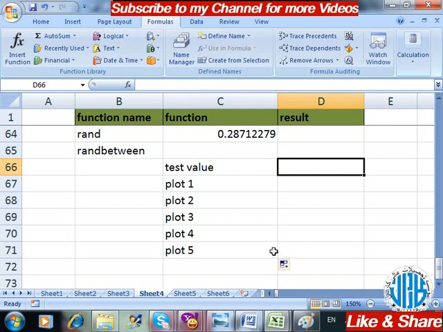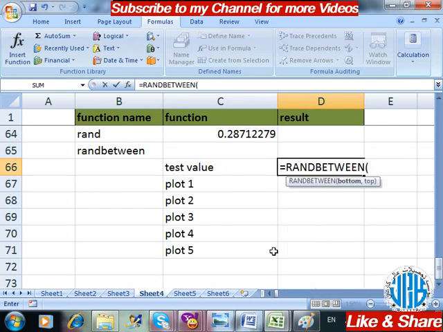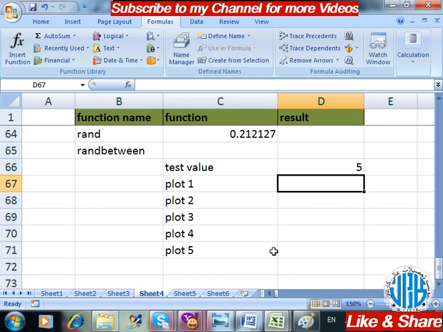Which function? RANDBETWEEN. Here is equal to RANDBETWEEN, and starting value is 1, ending value is 100. Closing bracket, so the number is 5. Okay, right now everyone should write one number on your hand between 1 and 100.